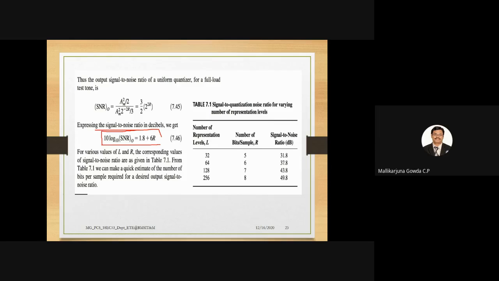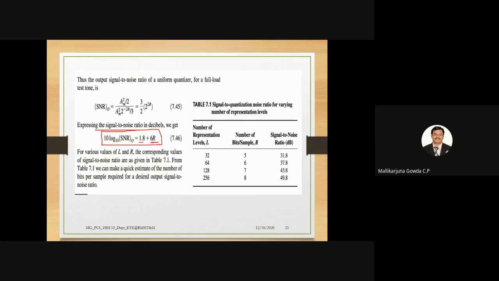What we say is 1.8 plus 6R. Okay, it is 1.76, we are rounding it off to 1.8. Then 6R. So here, what is R? R is the number of bits used to represent each sample, number of bits per sample. So every bit contributes how many dBs? If the value of R is 1, I say 1.8 plus 6, right? Yes or no? Yes, sir.